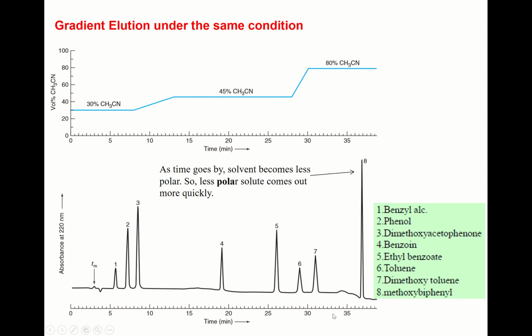Within less than 40 minutes, all the compounds are well separated, with very high resolution. Now you see how gradient elution is better than isocratic elution. But here you have to decide this programming. The programming of elution is very important. As time goes by, the solvent becomes less polar, so less polar solutes come out more quickly.